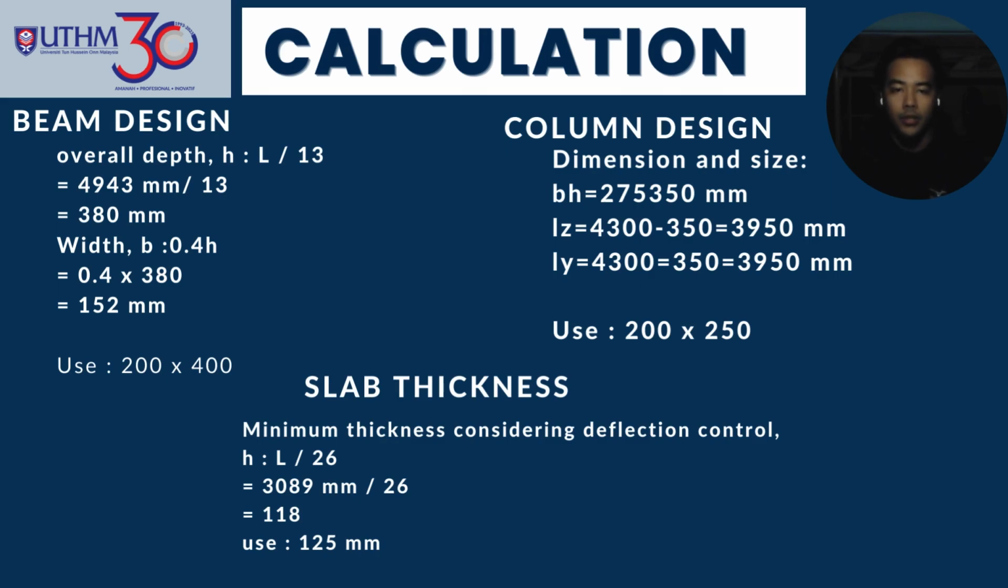For column design dimension and size, we use 4300 minus 350, equal to 3950 millimeter. For slab thickness, the minimum thickness considering deflection control is length divided by 26: 3089 millimeter divided by 26. We get 118, and we use 125 millimeter.